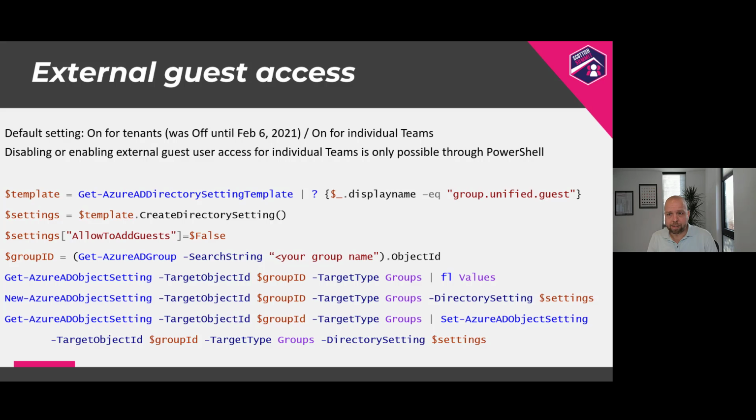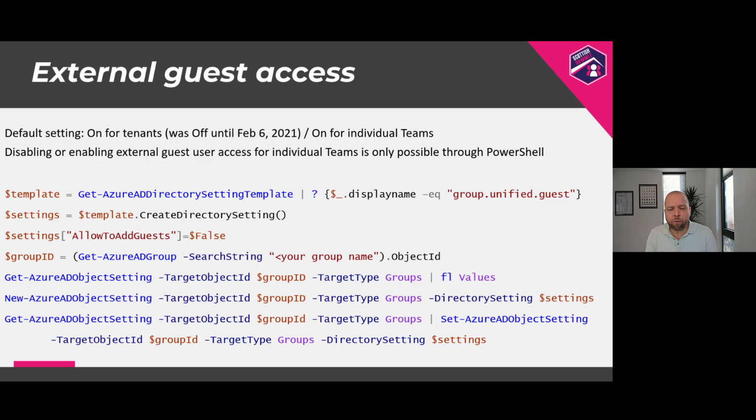All right, external guest access. This was by default off for existing tenants until this month actually. So on February 6th, Microsoft changed the setting to on for tenants. So all the tenants that did not explicitly set this to on or off, if you have never touched this setting, then the service default was off, and Microsoft has now changed this service default to on. So if you never touch the setting, keep in mind that for your tenant, guest access is now enabled. And for all the new tenants that will be created, guest access will be enabled as well.